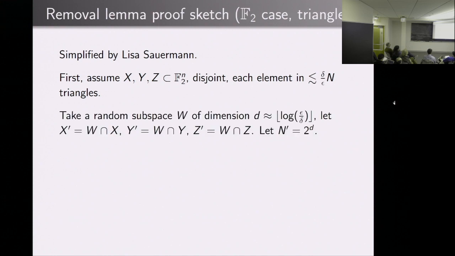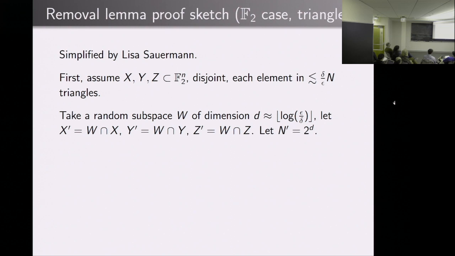And then the basic idea is we take a random subspace whose dimension we've chosen carefully. We intersect our three sets with this subspace, and we hope that delta and epsilon stay the same, except with this new n prime. So what we hope is that in this subspace, we again have epsilon times n prime disjoint triangles and delta times n prime squared triangles.